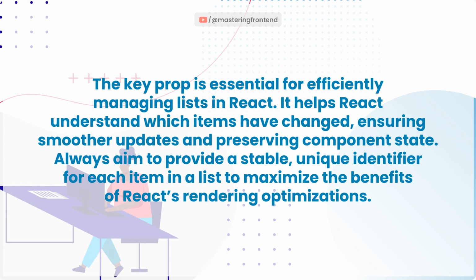behavior. The key prop is essential for efficiently managing lists in React. It helps React to understand which items have changed, ensuring smoother updates, and preserving component state. Always aim to provide a stable, unique identifier for each item in a list to maximize the benefits of React's rendering optimizations.